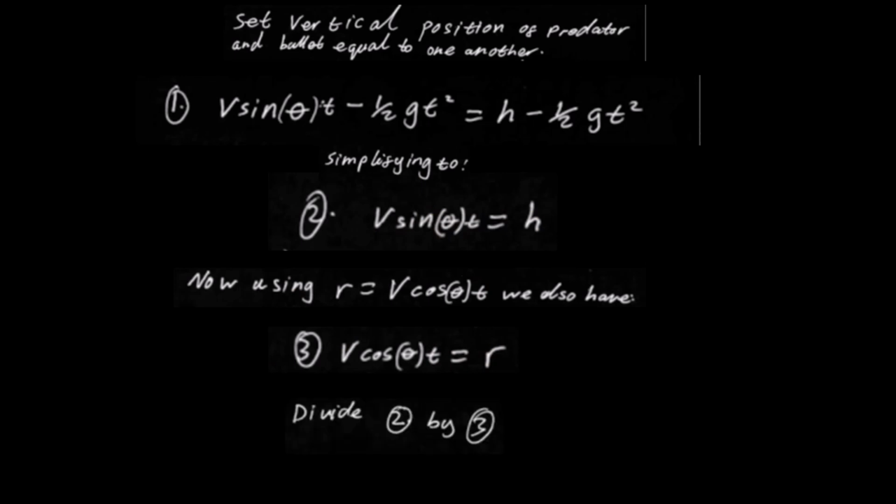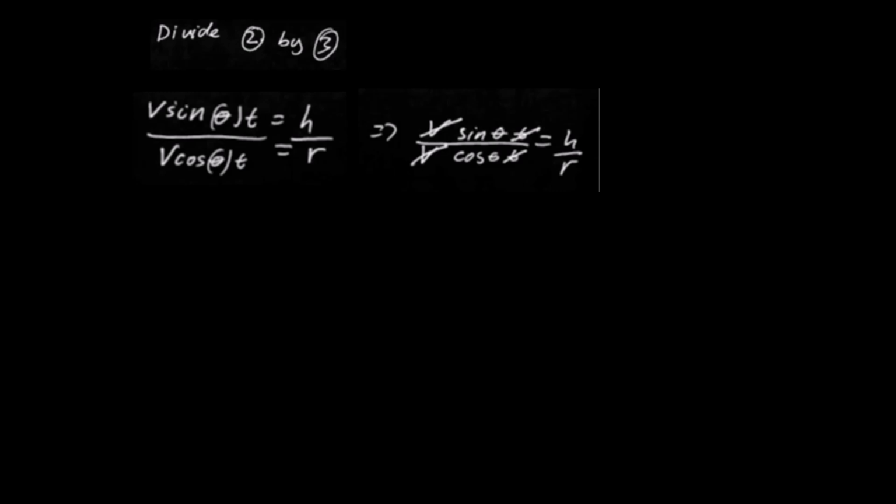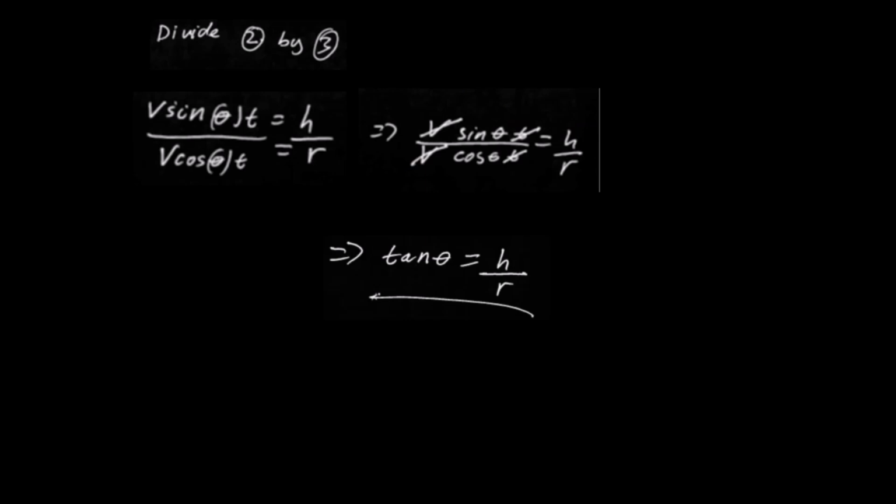So we can divide equation 2 by equation 3. Dividing, we end up with v sine theta t over v cos theta t, which will give us h over r essentially. This will cancel out our velocities, giving us sine over cos is equal to h over r. This should be pretty much the most basic trig identity you should know. So sine theta over cos theta equals h over r reduces down to tan theta equals h over r.